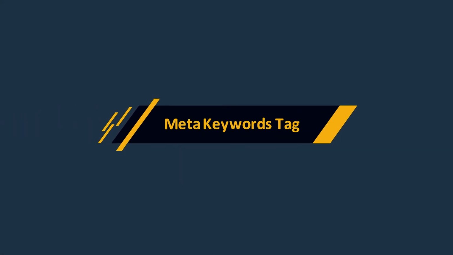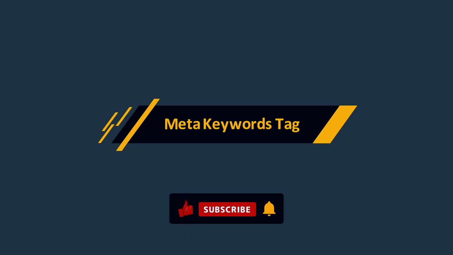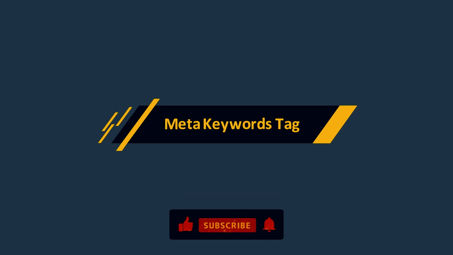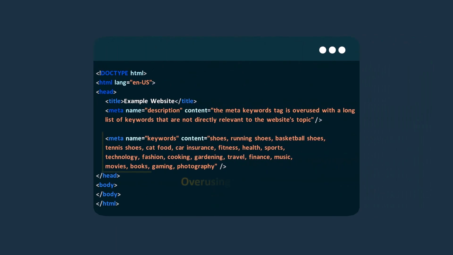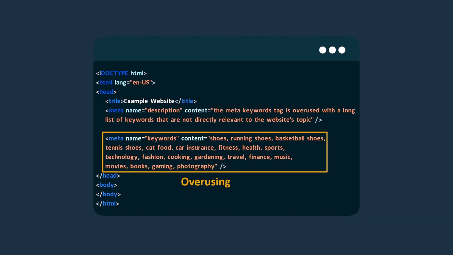Hello everyone, welcome back. Okay, let's start with the meta keywords tag. The meta keywords tag used to be important for describing keywords for search engine optimization. However, most search engines now ignore this tag, which makes it less important. In fact, overusing the meta keywords tag can even have a negative impact on your ranking.